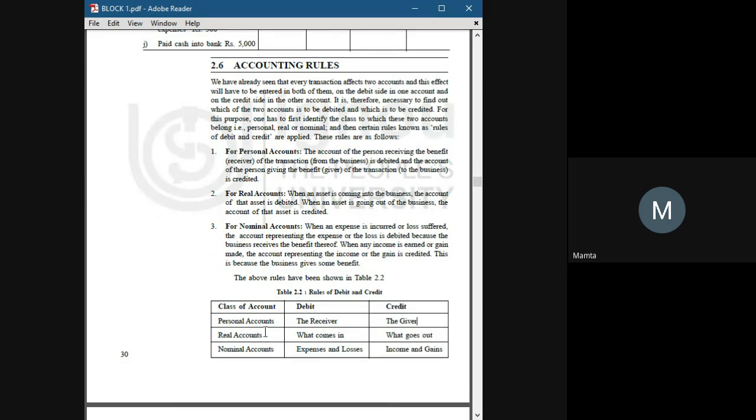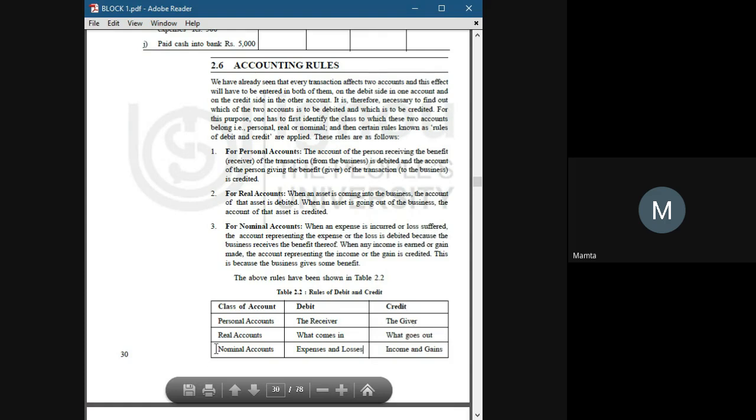Real account. In real account we have the rule: debit what comes in, credit what goes out. Like I have purchased machinery, or I have done a sale for cash. Then what will I do? I will debit the cash. What comes in? Cash comes in my hand. And what goes out of my hand? My stock, my material, my goods go out of my hands. So cash account debit to goods or purchases account.